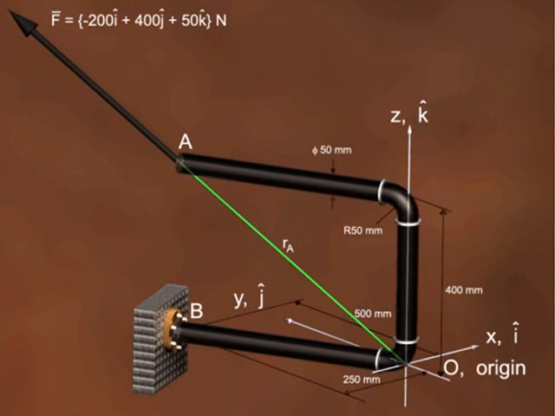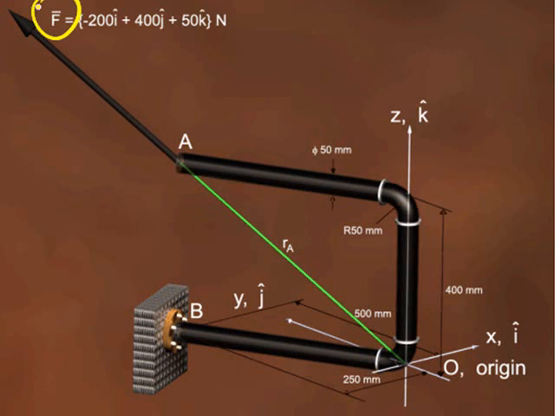First we need to understand the diagram, which gives context to the question. We see a pipe construction which is fixed at B. The origin has been located here, with the x-axis here, the y-axis here, and the z-axis here. The point B lies in the xy plane. These dimensions describe its location relative to the origin. The point A is directly above B.